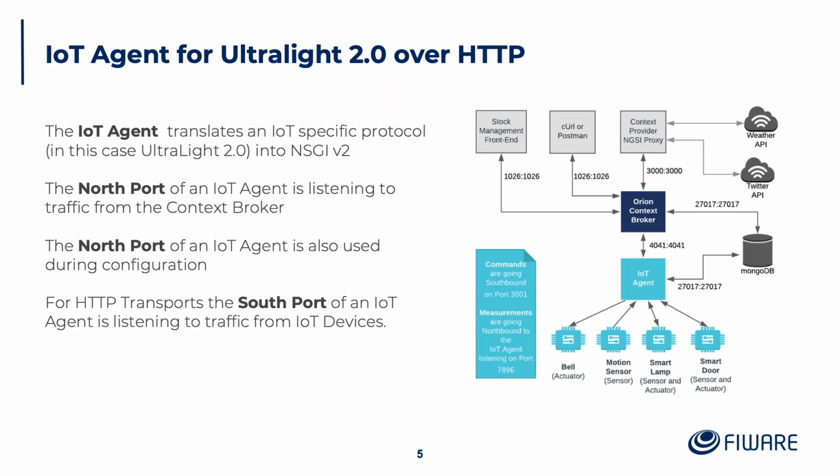Now, at the top of the IoT agent, we have a north port, which is used for communication with the context broker and also used during configuration of the IoT agent. The south port, as I mentioned previously, is the one which is used for taking traffic to and from the devices.